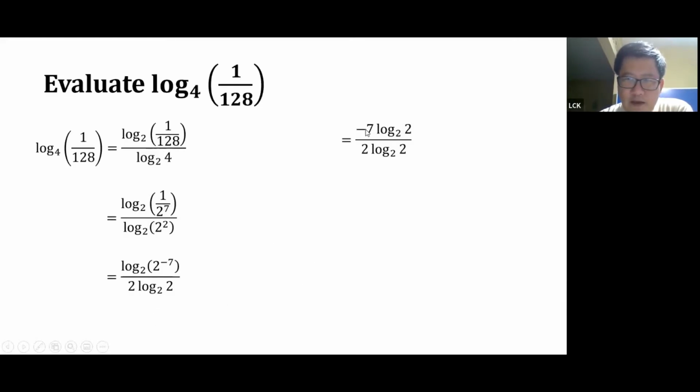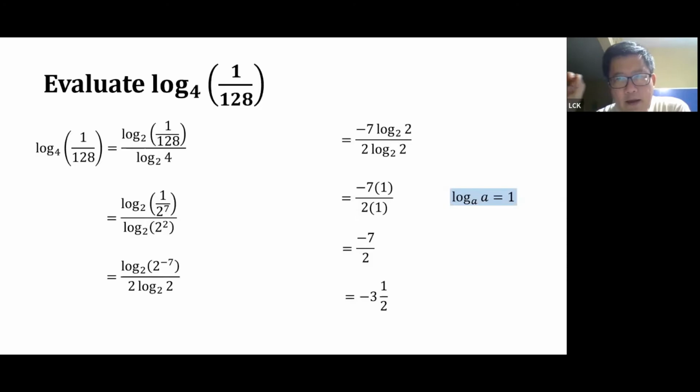All right, and over here, I've also brought minus 7 to the front, and I've got log 2 of 2 is 1, log 2 of 2 is 1, and I cancel both of them away. And so I have the answer, which is minus 7 over 2, or minus 3.5.